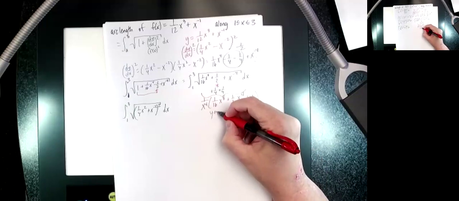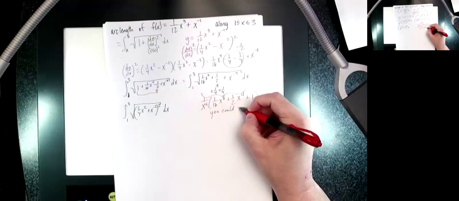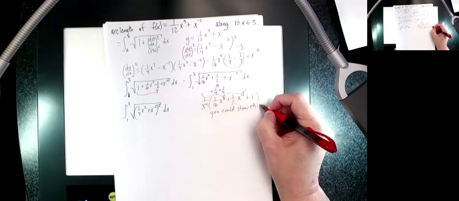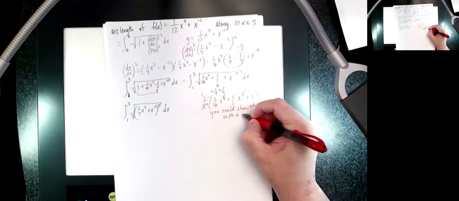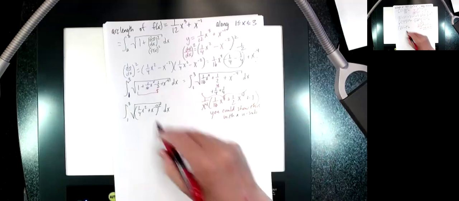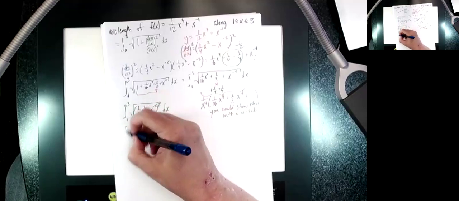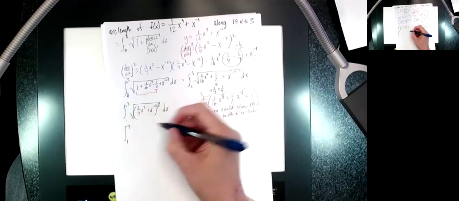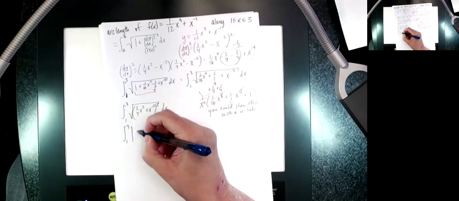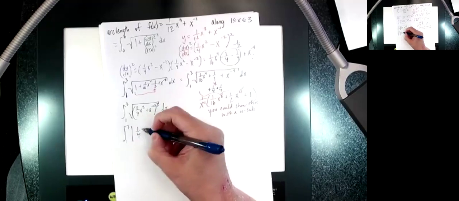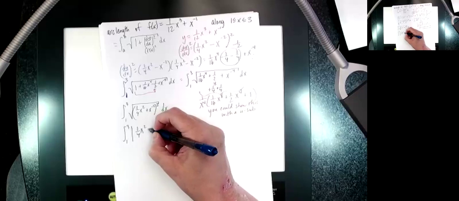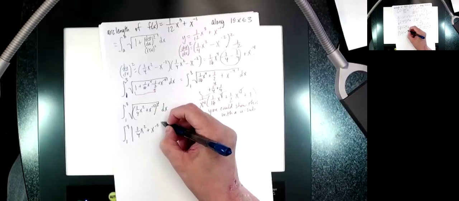You could show this with the u sub. But if you're willing to accept that that is what that is, just change the signs, because it looks a lot like this right here, just a different sign. Good. Which means this becomes the absolute value of 1/4 x squared plus x to the -2 dx.